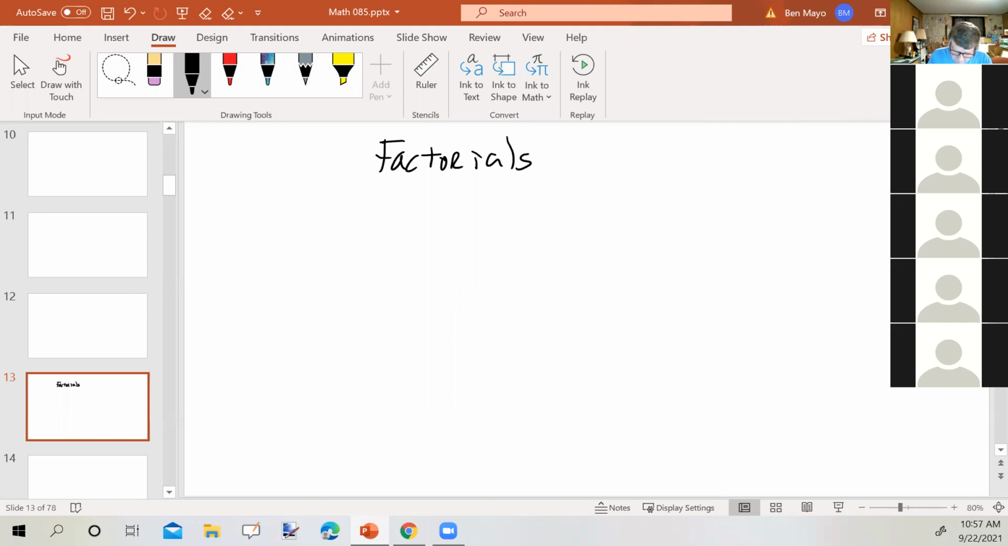All right, now, a factorial has the following notation. There's a number and it's followed by an exclamation mark. So basically that means 4 factorial. Now, how do we interpret that? 4 factorial is 4 times 3 times 2 times 1. 4 times 3 is 12, times 2 is 24, times 1 is 24. So 4 factorial equals 24.